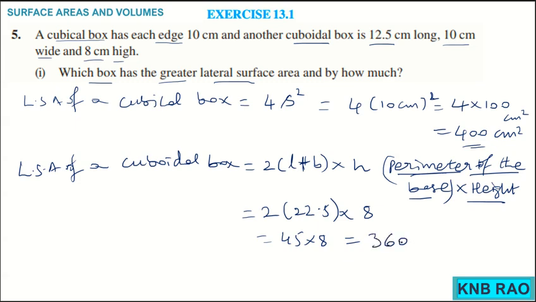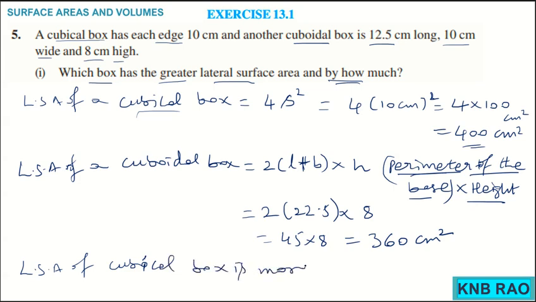So, 360 centimeter square. Now, tell me which is more: is the lateral surface area of the cubical box more or the lateral surface area of the cuboidal box more, and by how much? So, here the lateral surface area of the cubical box is more by a difference of 40 centimeter square. This is how we solve this question.